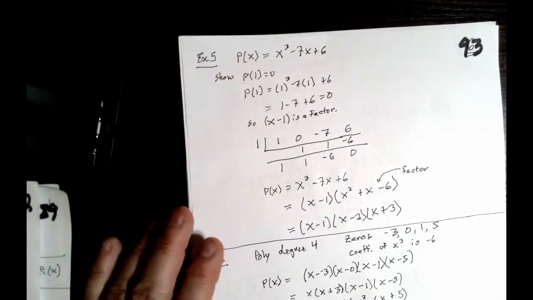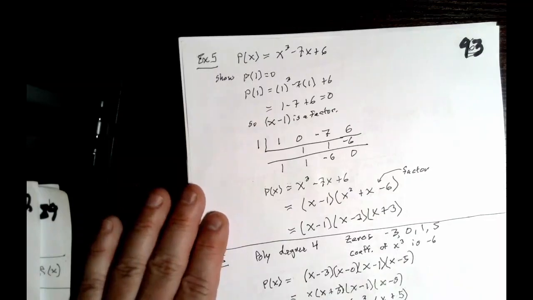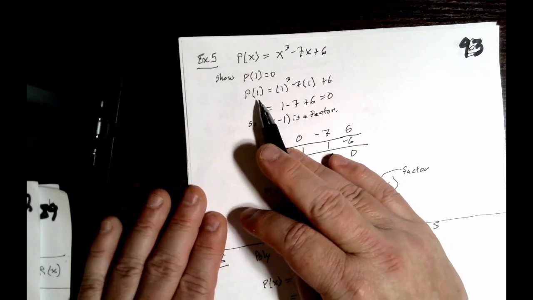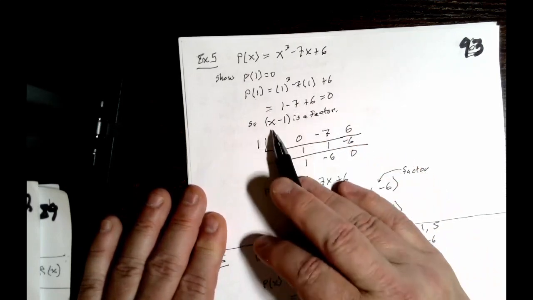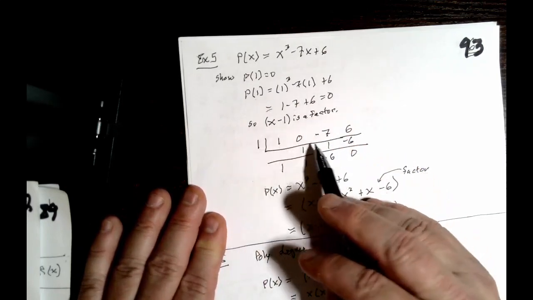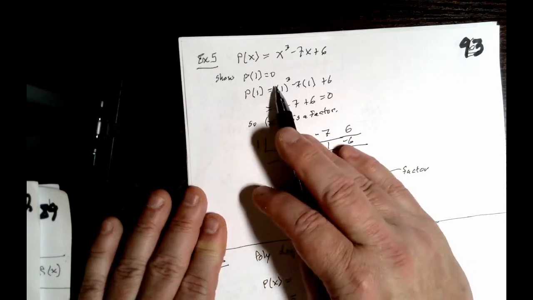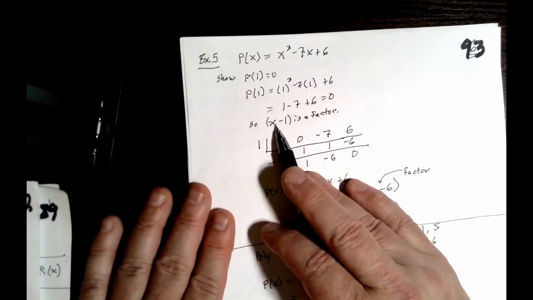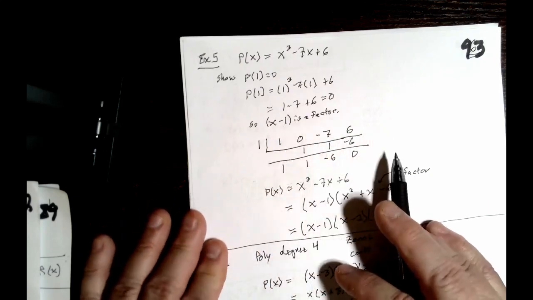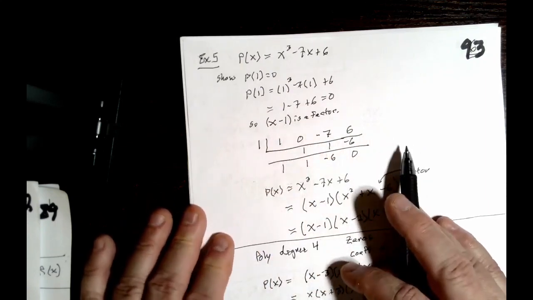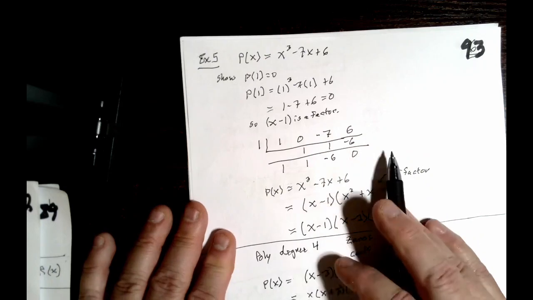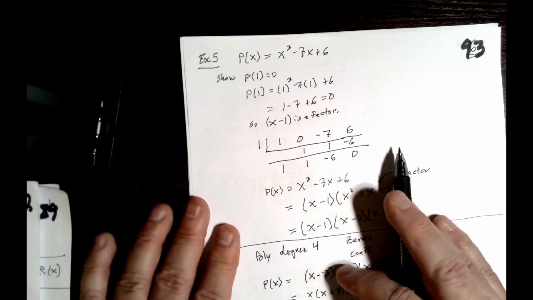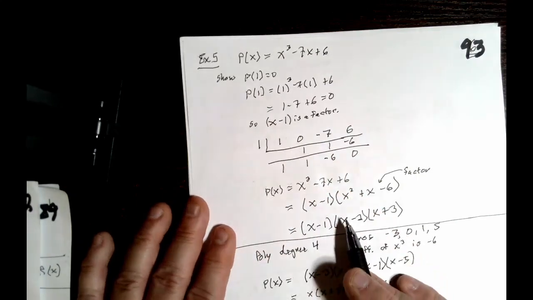Example 5. Okay. They say show that p of 1 equals 0. Well, you plug p of 1 in there and you get 0. So x minus 1 is a factor. Since 1 gives you 0, 1 is a 0, 1 is an x-intercept, and x minus 1 is a factor. All three things can be said in the same way. If 1 is a 0, 1 is an x-intercept, and x minus 1 is a factor.